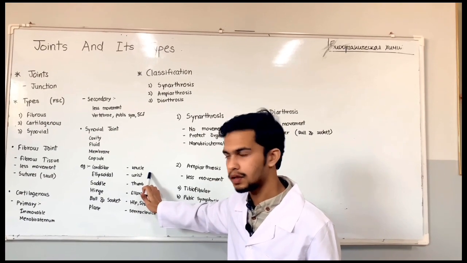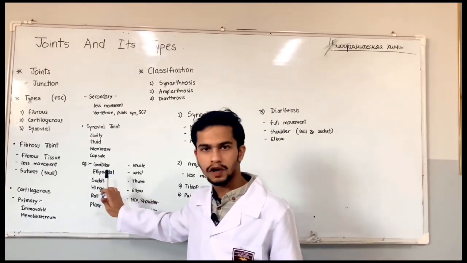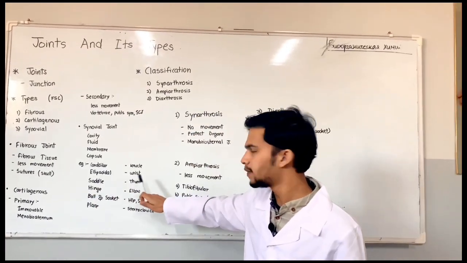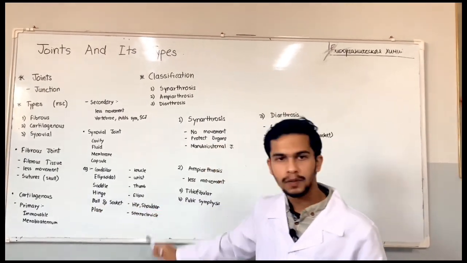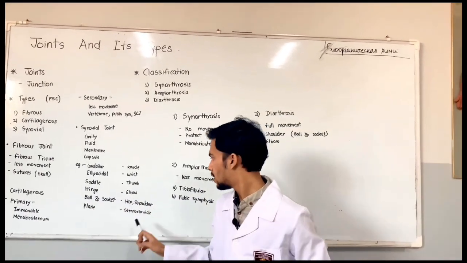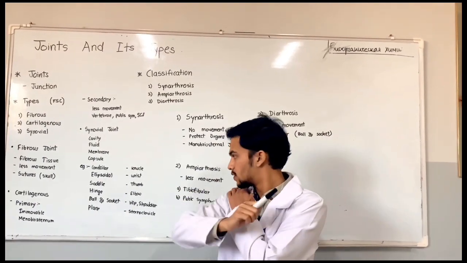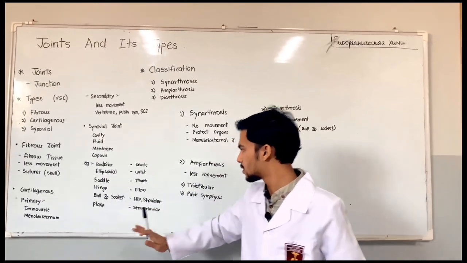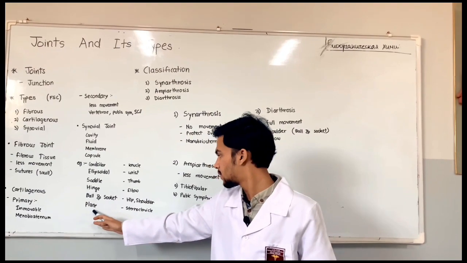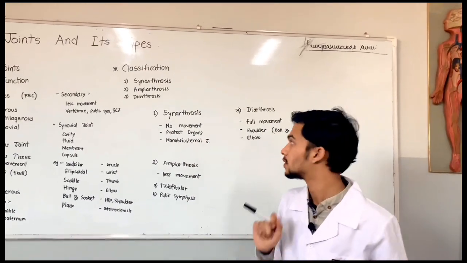Wrist joint is an example of ellipsoidal joint. Thumb is an example of saddle joint. Elbow is an example of hinge joint. And hip or shoulder joint, this shoulder joint is an example of ball and socket, and an example of plane joint is the sternoclavicular joint.